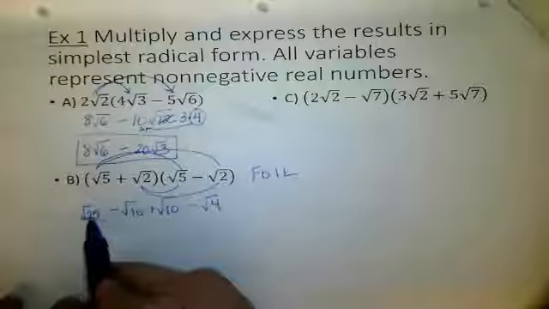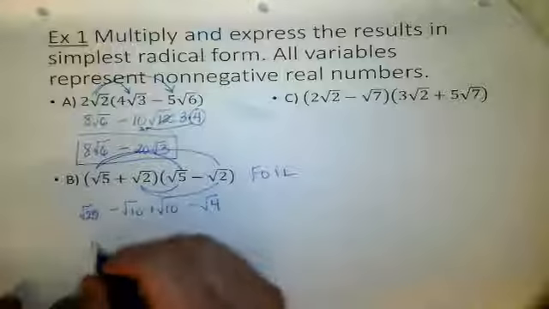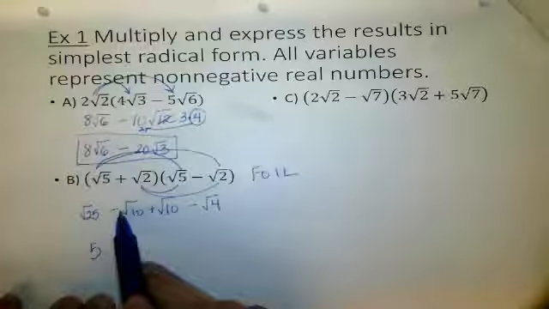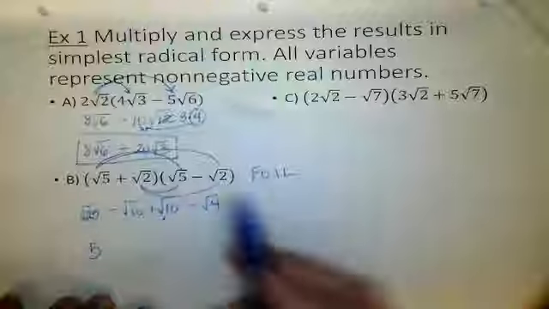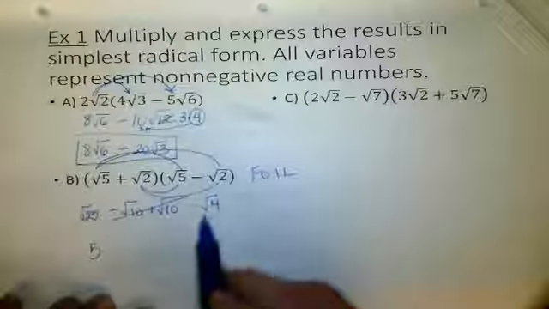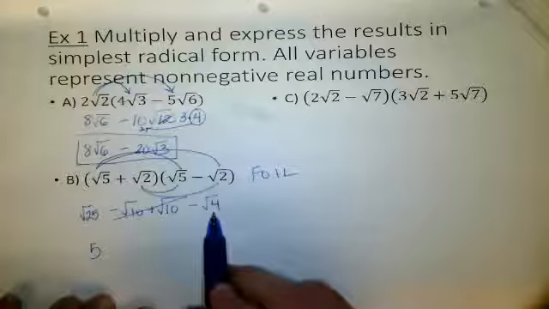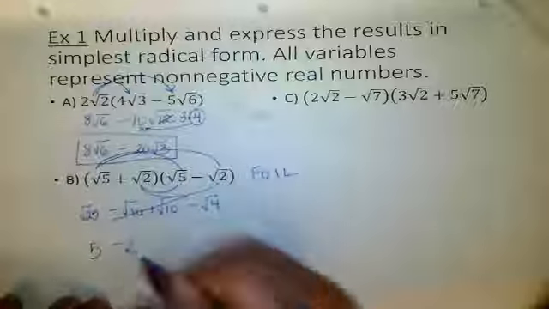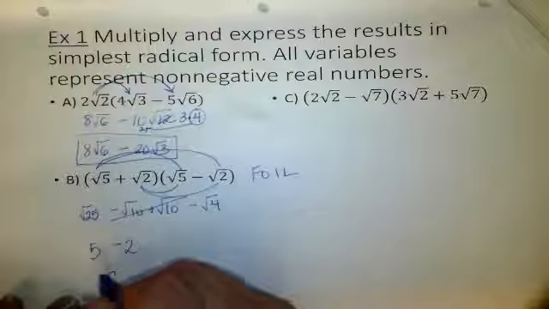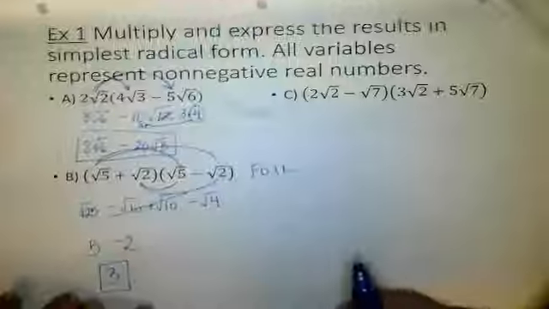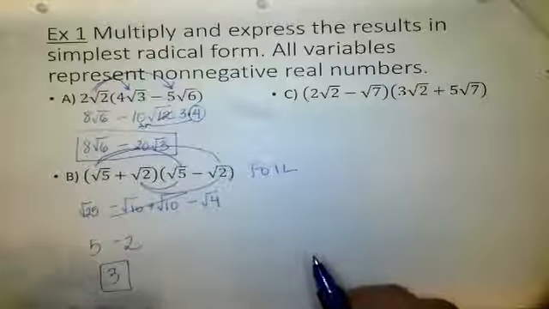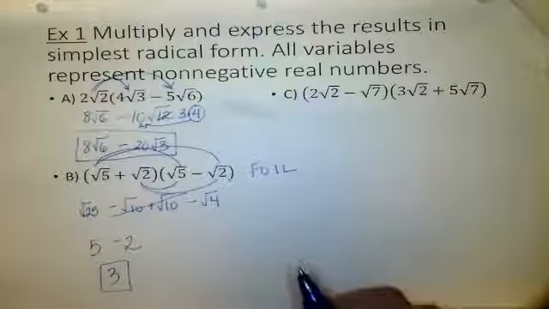Now we can clean it up. What is the square root of 25? 5. What happens with negative radical 10 and positive radical 10? 0. And what is negative square root of 4? Negative 2. And this is 3. Nice. It's going to be a real big brain stretch today.